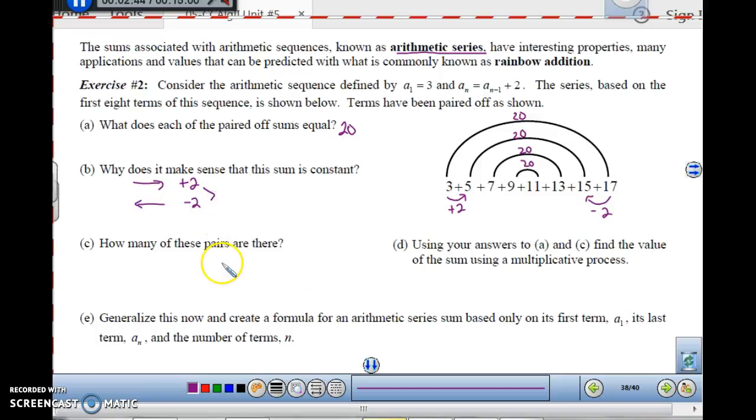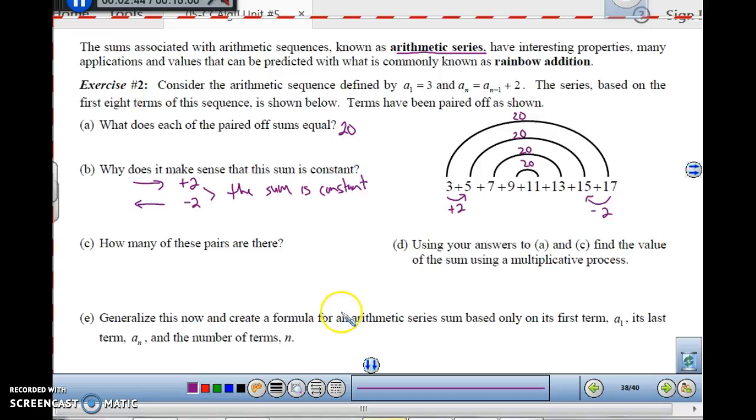So this sum, adding and subtracting 2, is going to leave the sum to be a constant value because you are not increasing by any other value. Plus 2 this way, minus 2 this way cancel each other out. So the sum is constant.